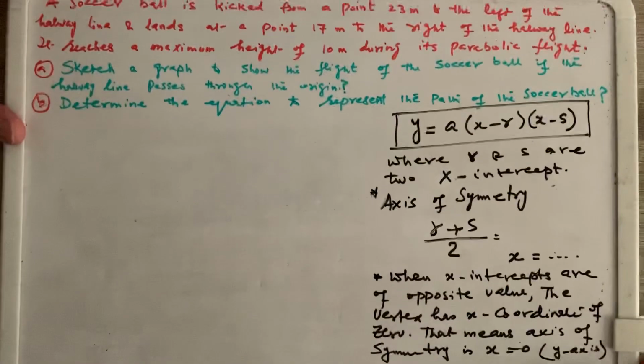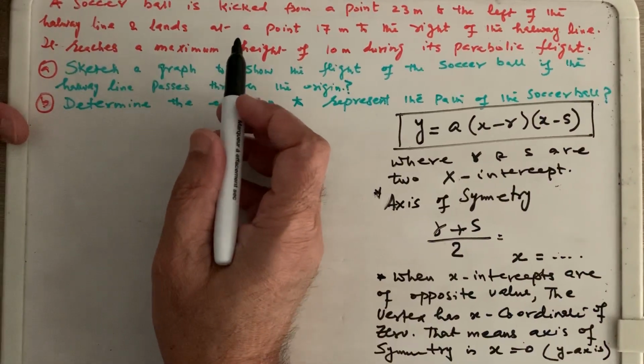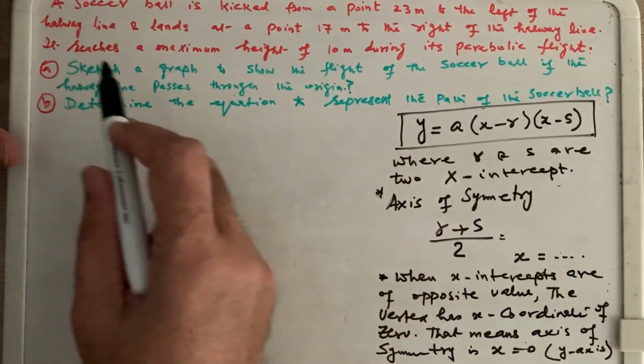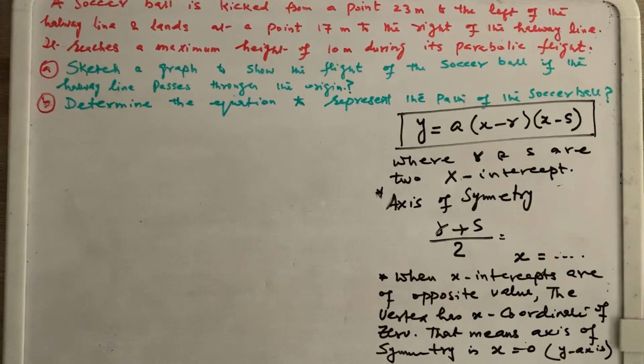A soccer ball is kicked off from a point 23 meters to the left of the halfway line and lands at a point 17 meters to the right of the halfway line. It reaches a maximum height of 10 meters during the parabolic flight. The important thing here is that if the halfway line is at the origin, so we have to see that.